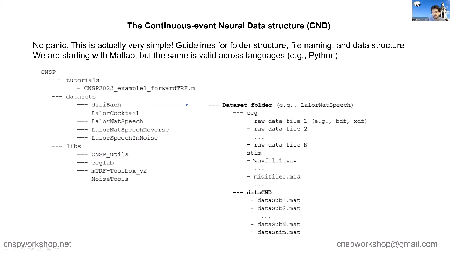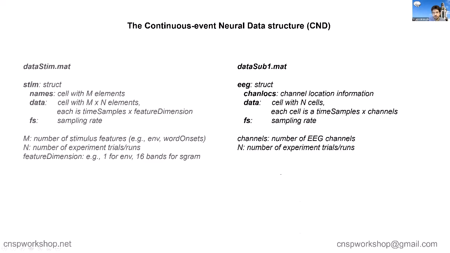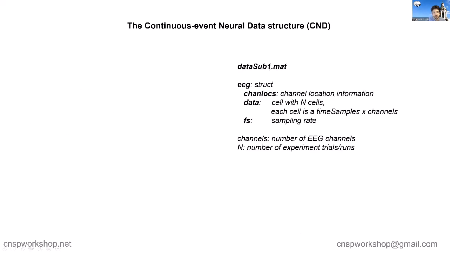You can also have, and this is optional, your original stimulus files and your raw EEG files, for example, that were directly recorded from the Biosemi or BrainProducts device that you're using, or BrainVision. So the data CND is still raw data. It's just chunked into different trials. When you look at data sub1.mat, you have data, the EEG or MEG data for subject 1. It could be intracranial data and so on.